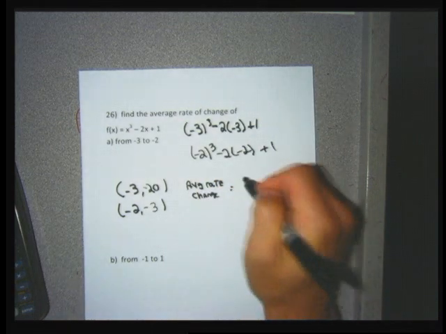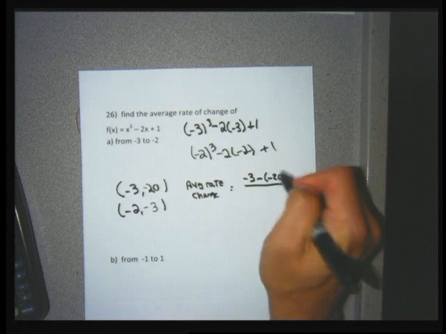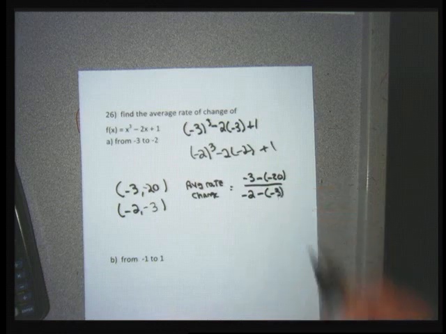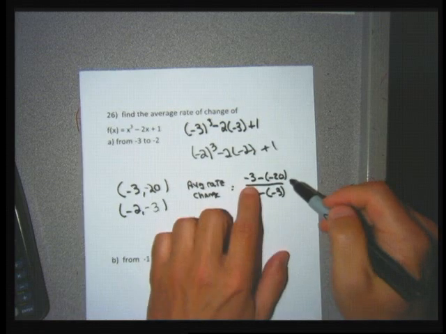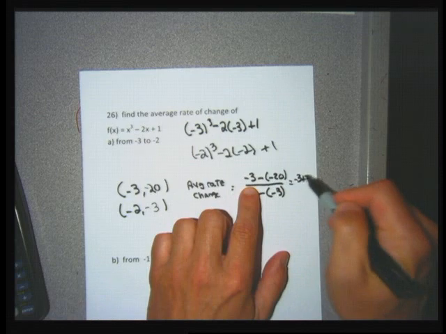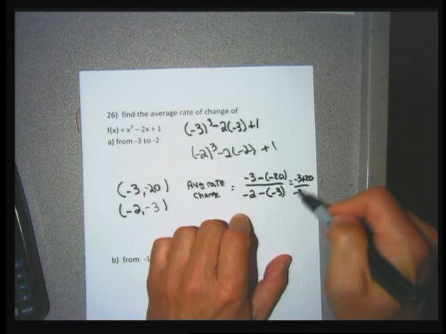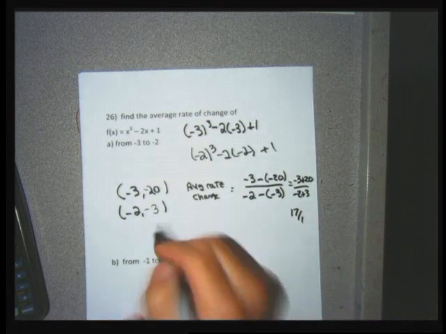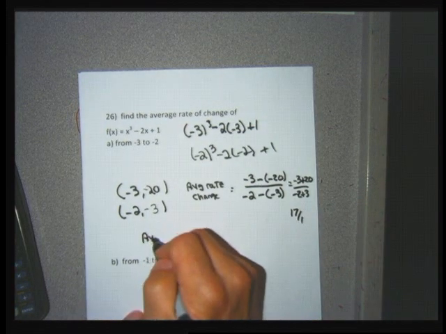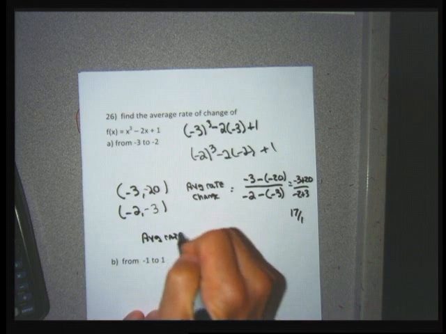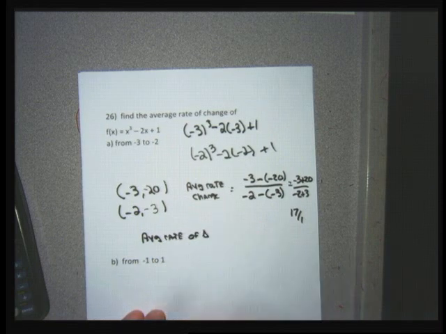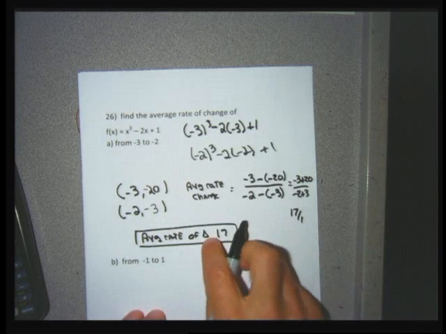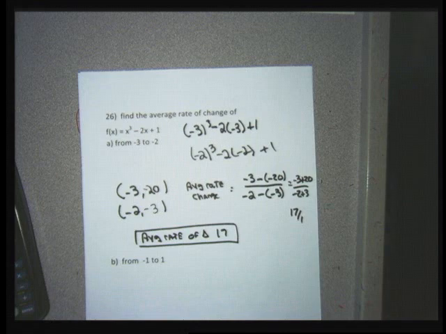So the average rate of change equals y2, which is negative 3, minus y1, which is negative 20, over x2, which is negative 2, minus x1, which is negative 3. The double negative goes positive, so this becomes negative 3 plus 20 over negative 2 plus 3. That's going to give me 17 over 1, which is 17. So for part A, I'm going to say the average rate of change, I'll use a triangle for change, is 17. That triangle means change.